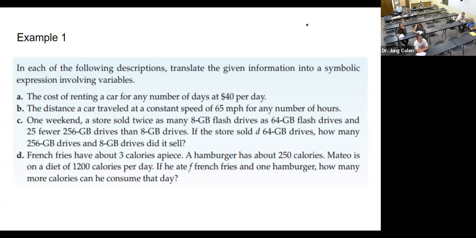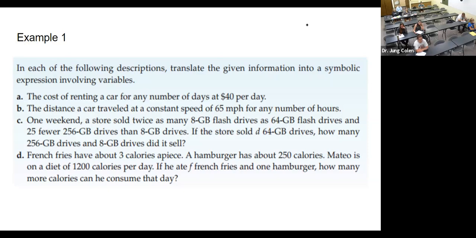But we don't have any fixed number. It says any number of days. So you need to define what any number of days is. If you want to use n, you can say let n be any number of days. Or you can put d and say d is equal to any number of days. You need to define the variable so we get to know what the variable means. So if we are doing n as the number of days, the cost of renting a car should be 40 times n.